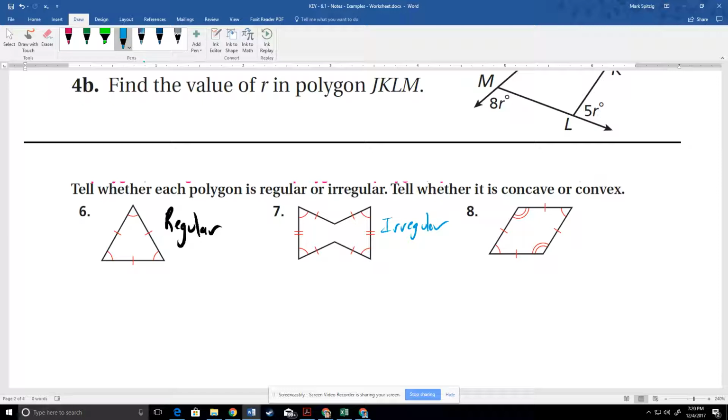And then we go down here. All the sides are the same. These two angles are the same, and these opposite angles are the same. But because all the angles aren't the same, this is also irregular.